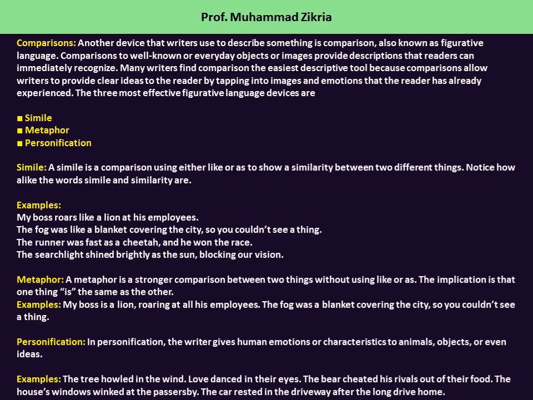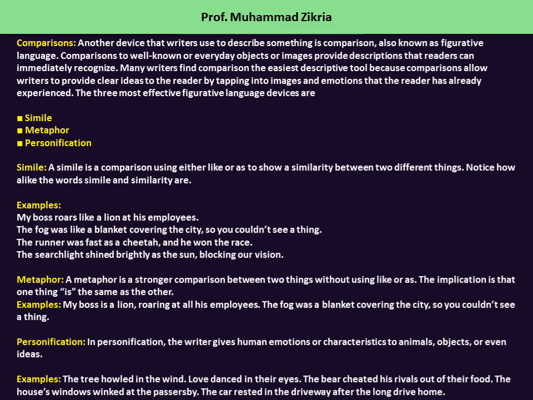The three most effective figurative language devices are simile, metaphor, and personification. You have to use sometimes similes, sometimes metaphors, sometimes personification in order for your descriptive paragraph to be effective. For example, simile. A simile is a comparison using either like or as to show a similarity between two different things. Notice how alike the words simile and similarity are.